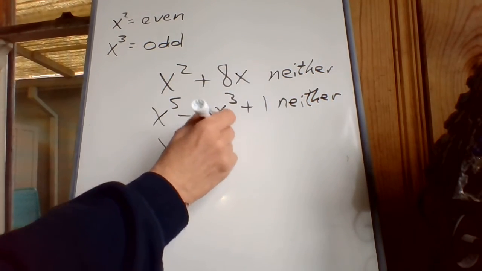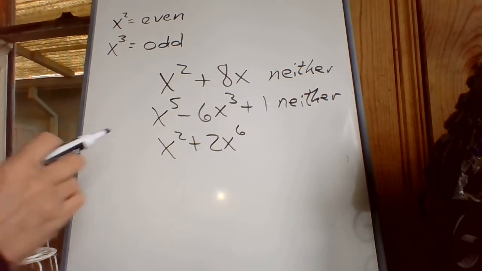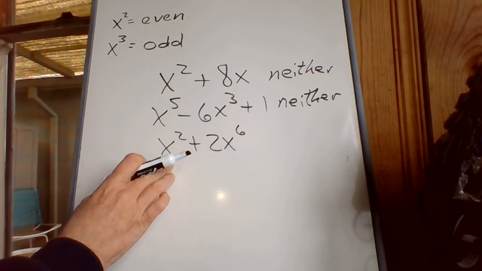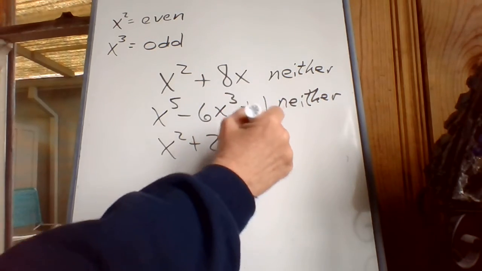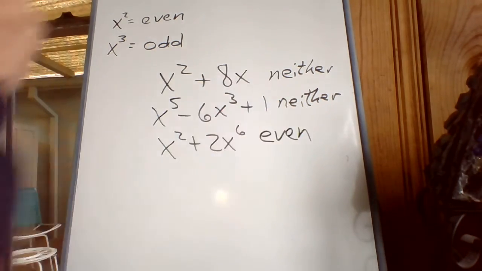X squared plus 2x to the 6. Okay, that counts as even. X to the 2, x to the 6. That counts as even. I just said even and even. Never said odd. It does all match. That's even.